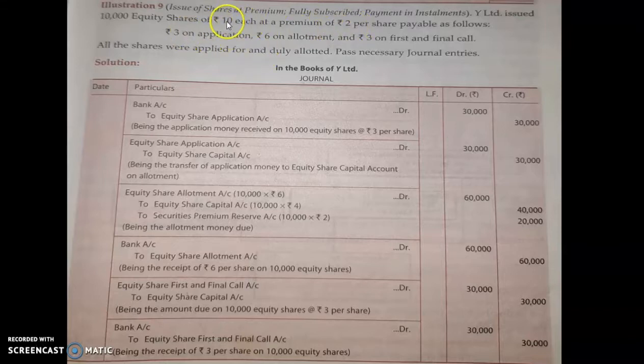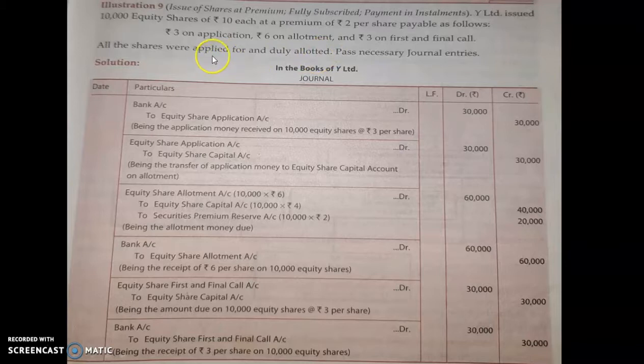Now how is this 10 rupees collected? It is collected in installments. You can see here 3 rupees at the time of application, 6 rupees at the time of allotment, and 3 rupees at the time of first and final call. Here the information is given that all the shares were applied for and duly allotted.